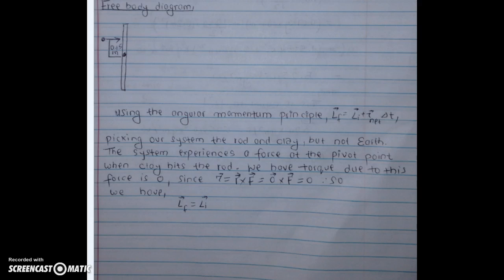The angular momentum principle states that the final angular momentum is equal to the sum of the initial angular momentum plus the product of net torque and the change in time. So we pick our system in this question to be rod and clay, but not the earth. And the system here experiences a force at the pivot point when the clay hits the rod. And we will measure the angular momentum and net torque about the pivot.